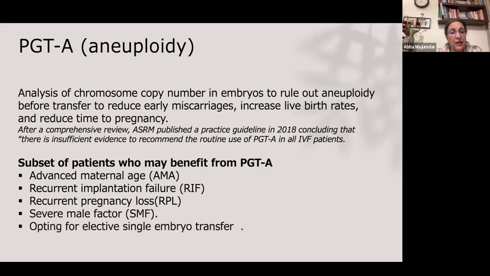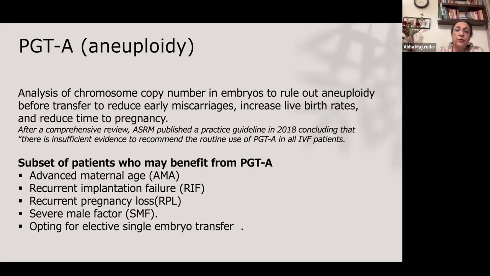Severe male factor, and those who want only elective single embryo transfer, they want all the embryos to be tested so that only the normal single embryo can be transferred. However, after extensive research over the years, PGTA came into practice from 2010 and 2011, when Scott and his whole team started doing PGTA, and they recommended this very strongly.